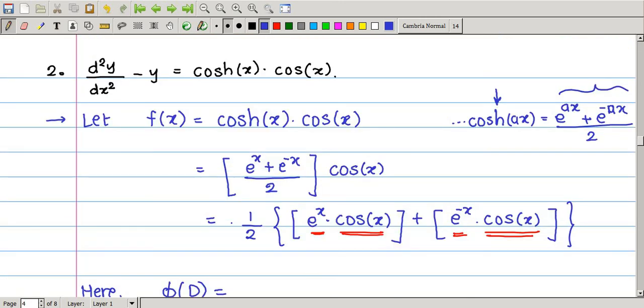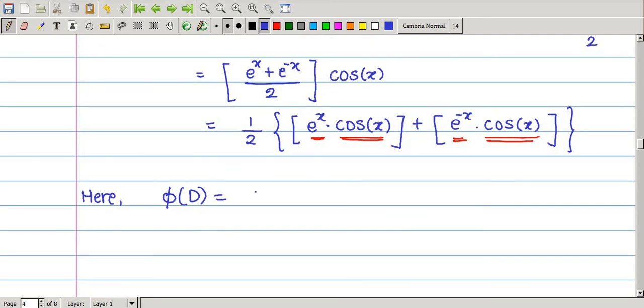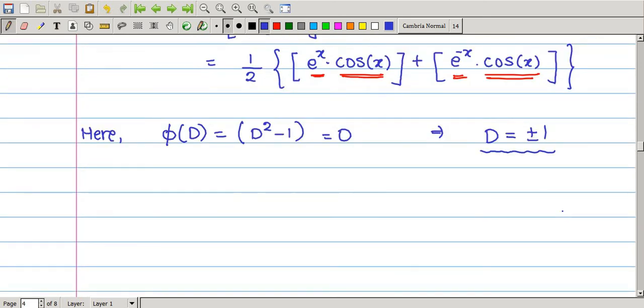So we get back to the differential equation. It is d square y by dx square minus y. That is d square minus 1 equal to 0. So this implies our roots are d is equal to plus or minus 1. These are real distinct roots. Therefore, the required complementary function will be c1 e raised to x plus c2 e raised to minus x. We denote it by equation number 1.